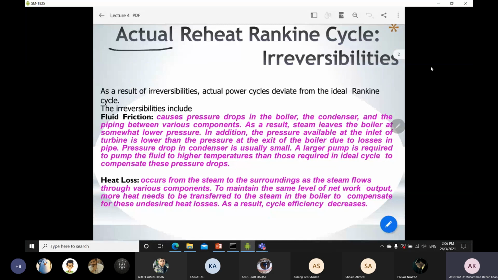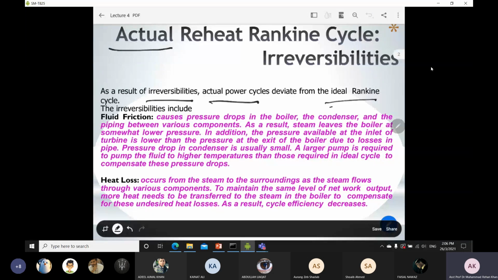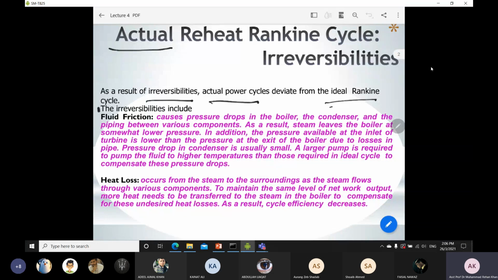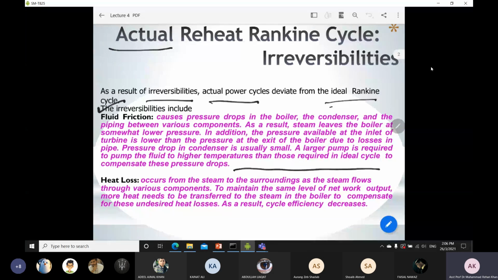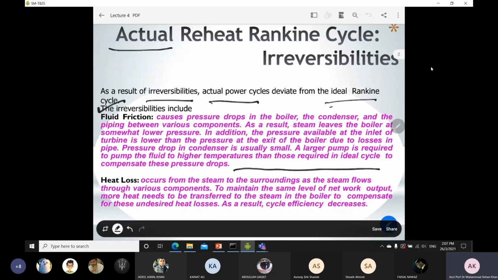We already know that the difference between the actual power cycle and the ideal Rankine cycle comes from irreversibilities, and these irreversibilities come in the form of many factors, but most importantly from fluid friction. Fluid friction causes some pressure drop in your piping components, in the boiler, in the condenser, or in the turbine section as well. This fluid friction can decrease the efficiency of your whole cycle.